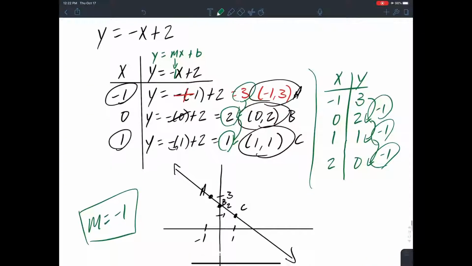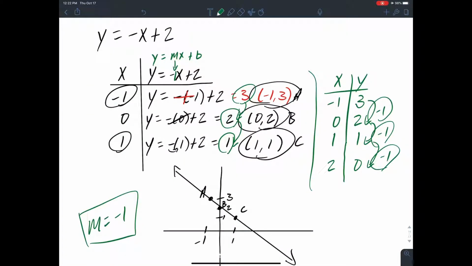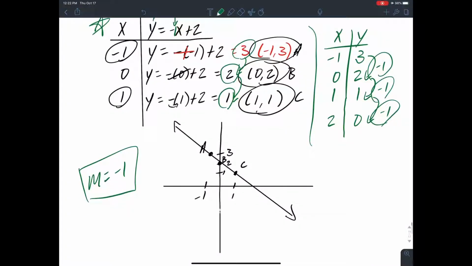All right, that's everything. It's a lot of work, but it's all kind of putting the pieces together. Create the table. Plot your points and graph. Find your slope.